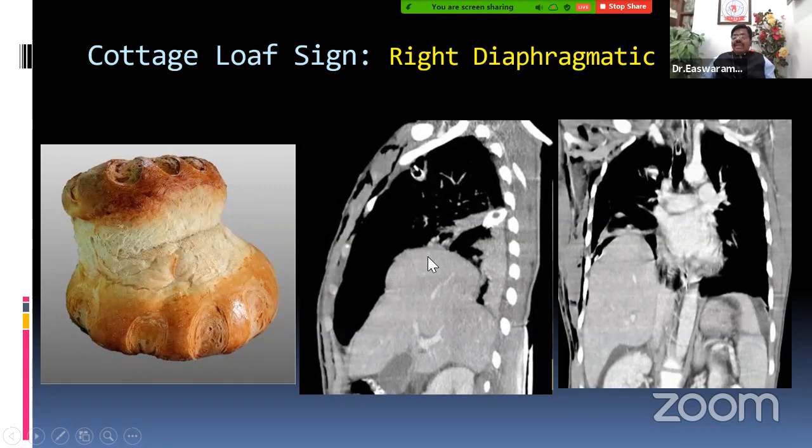So this is actually a rare case of right diaphragmatic hernia. A traumatic diaphragmatic hernia is more common on the left side, almost always on the left side, rarely on the right side because of the liver. But sometimes if there is a tear, the partial herniation of the liver will give you a peculiar appearance of this cottage loaf. That is called cottage loaf sign in CT. So that is the final MCQ.